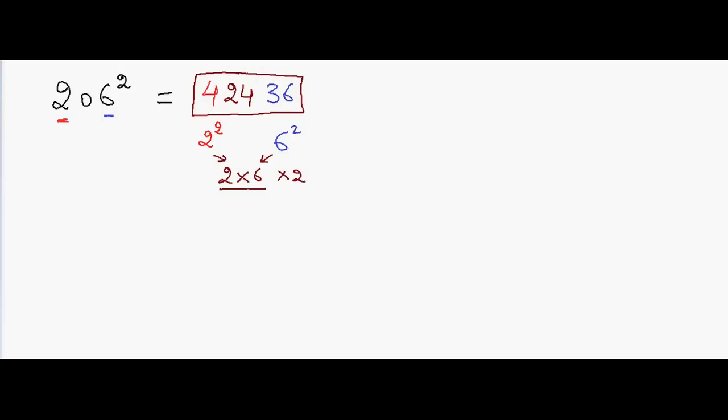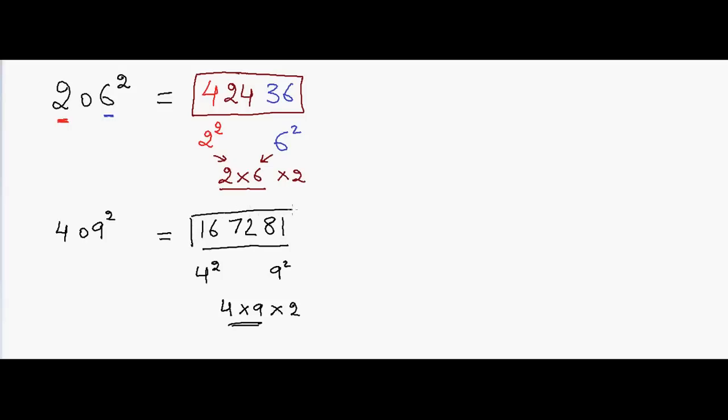Let me take another example. Suppose I have 409 and I want to do a square. In that case, 4 square is equal to 16, 9 square is equal to 81, and 4 into 9 into 2. So 9 into 8, that is 72. So the answer is 167281. So that's our answer.